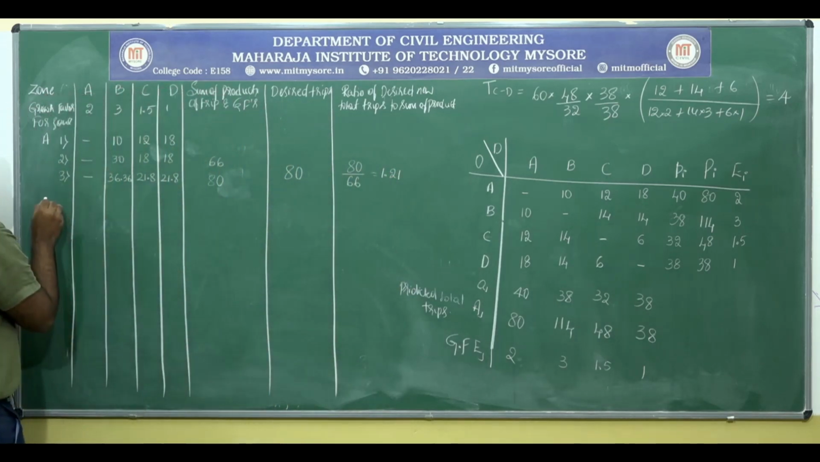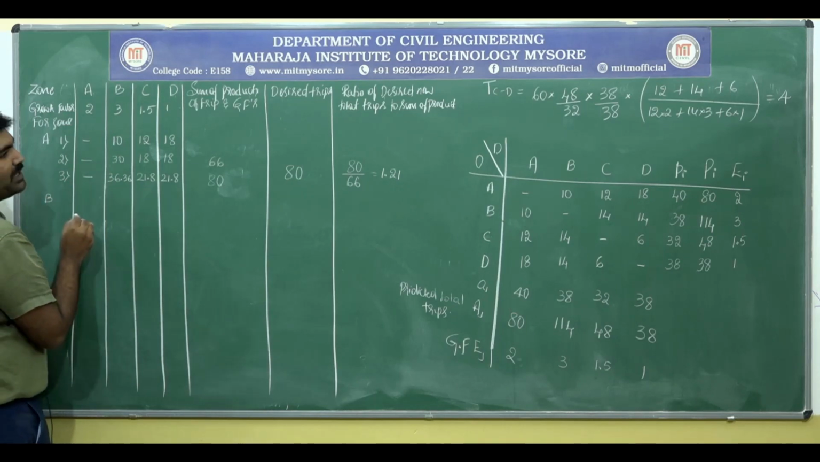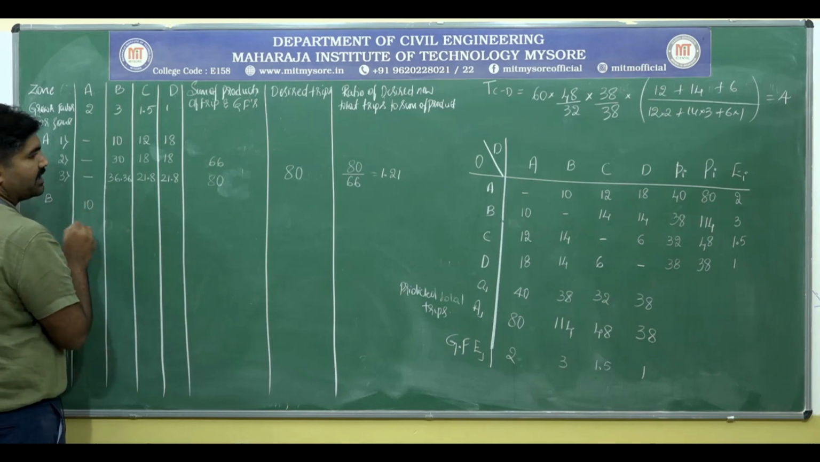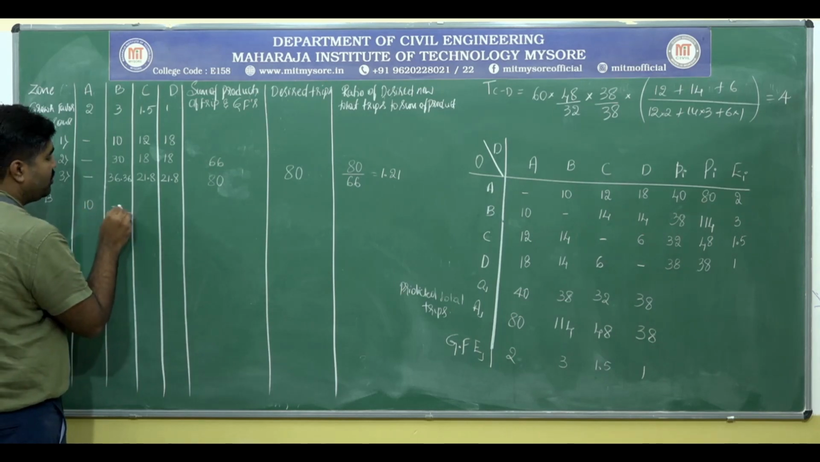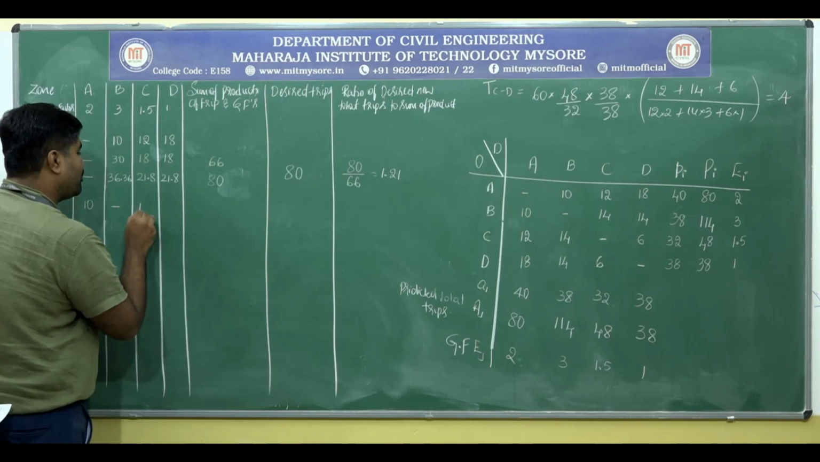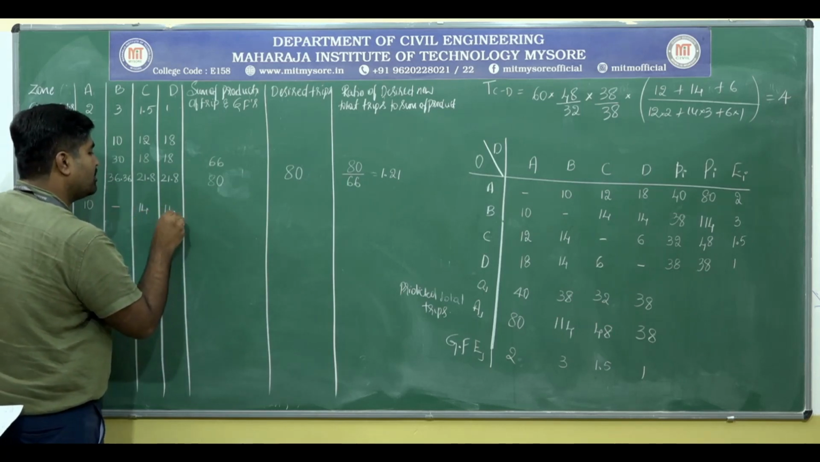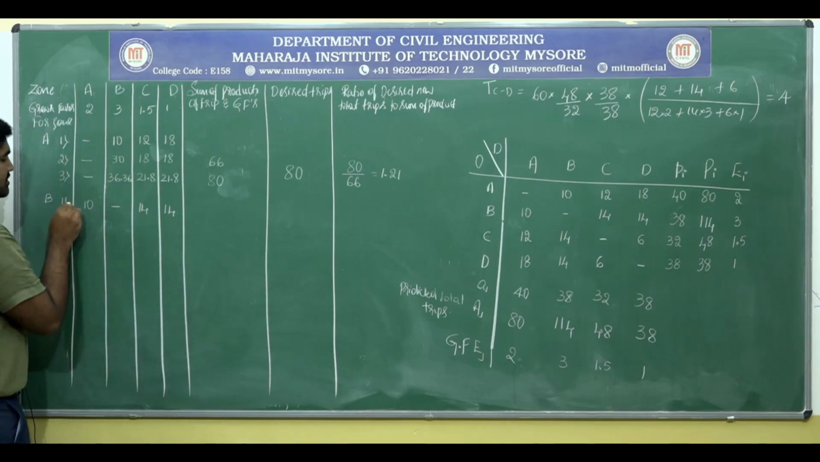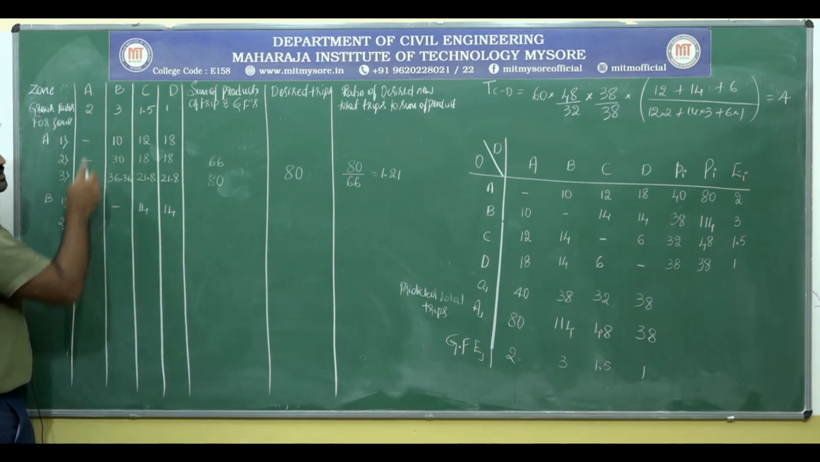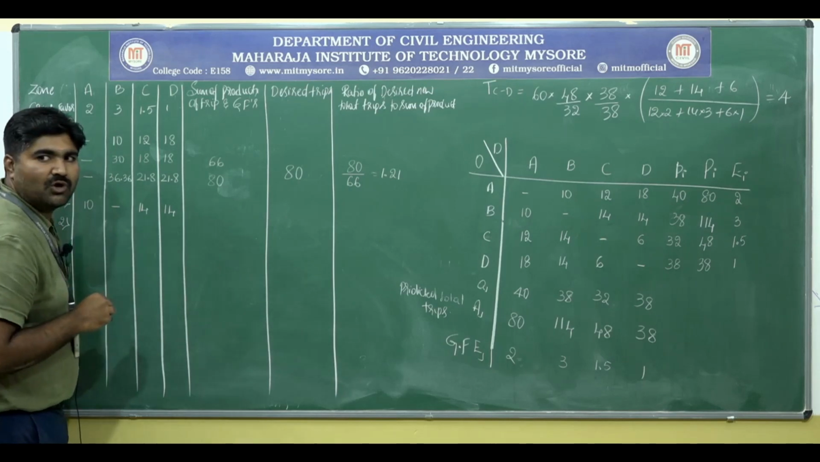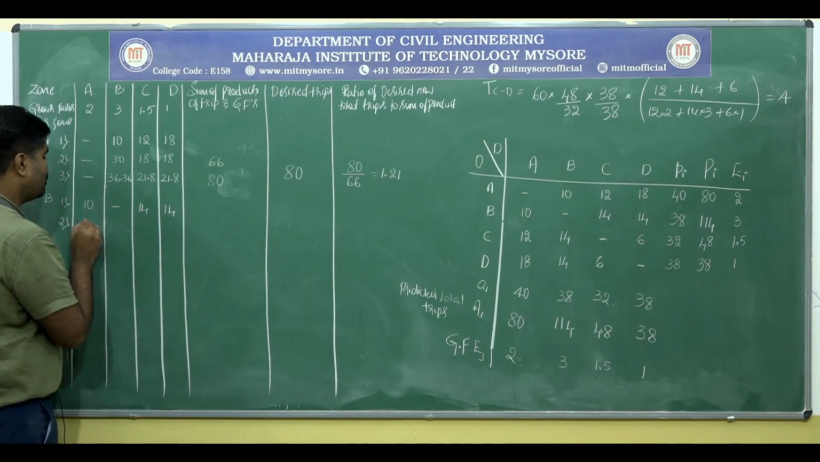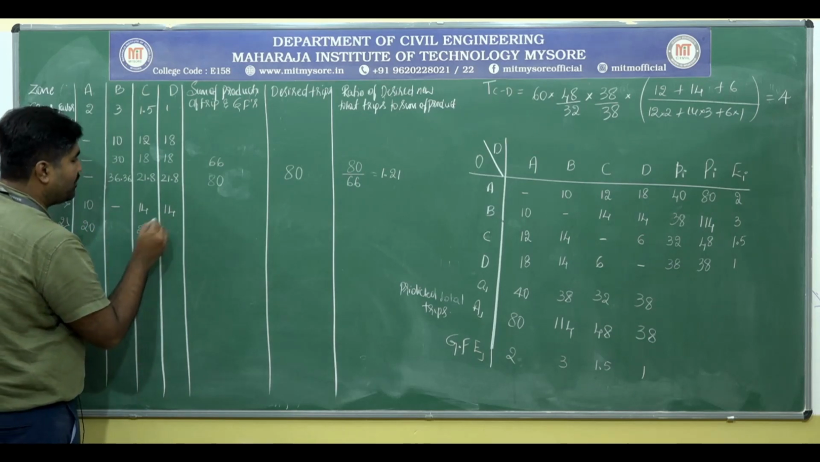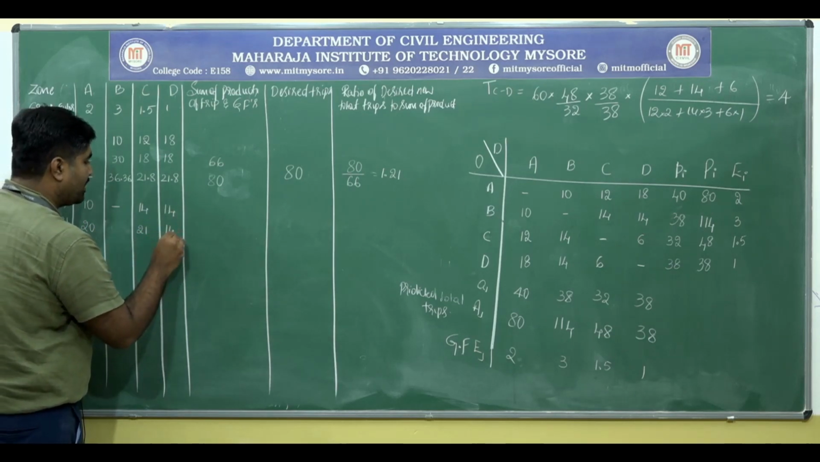Similarly, you have to do it for zone B. B to A, you have 10 trips. There are no trips between B to B. B to C, we have 14. B to D, we have 14 trips. This is the first step. Second step, multiply these values with the respective growth factor. 10 into 2, you will get 20. 14 into 1.5, 21. 14 into 1, 14.